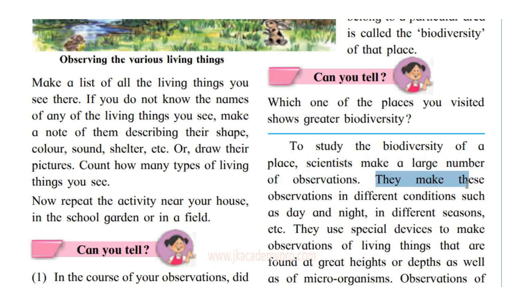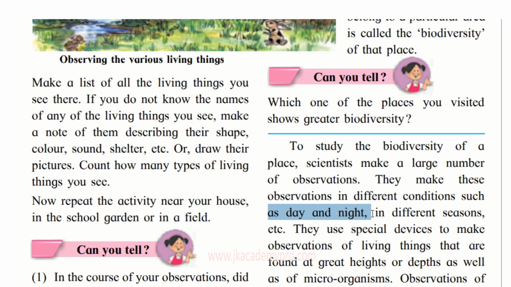They make these observations in different conditions also, in different types of environment and different climatic conditions. They will do it during the day and at night. Not only during the daytime, they will do it in the night time also. Now when you went to observe, you did it only during the daytime, isn't it? It is not possible for you to go out in the night time. Don't do it in the night time. But scientists do observe during the day and night.